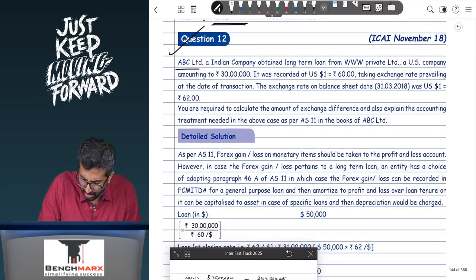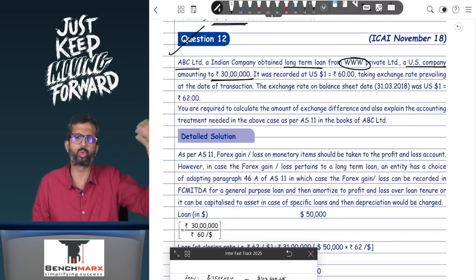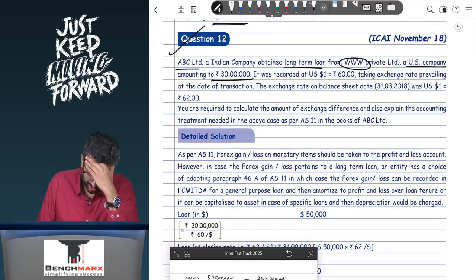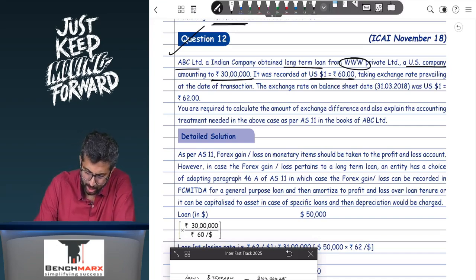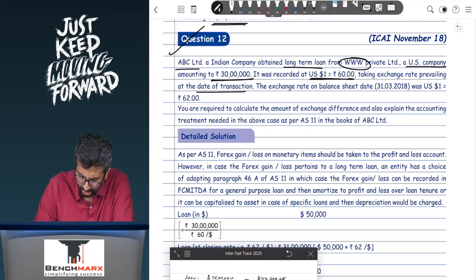ABC is an Indian company obtaining a long-term loan from WW Private Limited, a US company, amounting to 30 lakhs. Same type of question, question 2, question number, I think 6 or something. The loan was recorded at 60 rupees per dollar, and hence this will come to 30 lakhs divided by 60, comes to, I think, $50,000. Taking the exchange rate prevailing on the date of transaction, the exchange rate on the balance sheet date was 62, and hence there is a 2 rupee loss. I have to pay 2 rupees more.